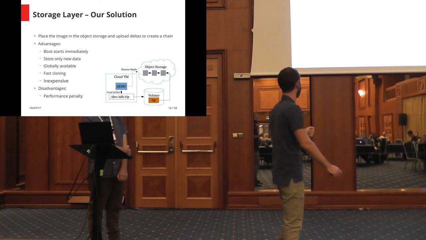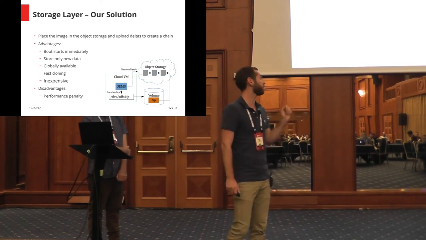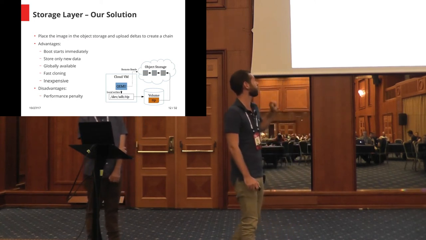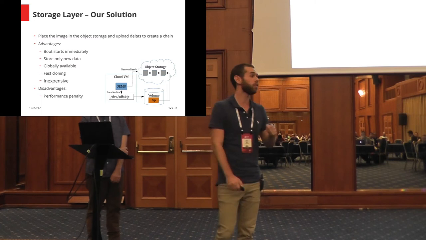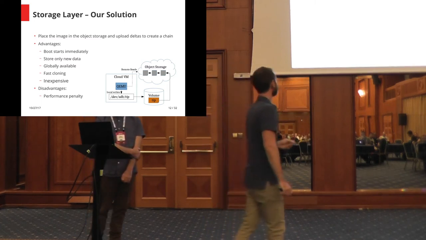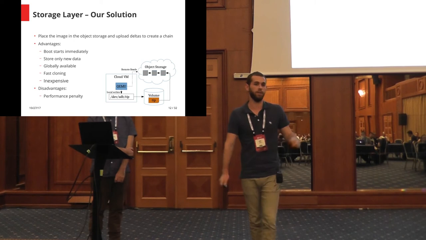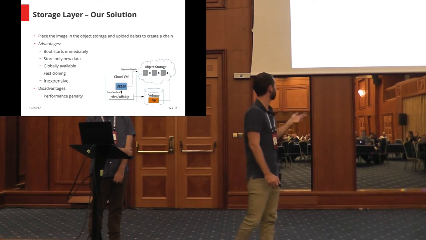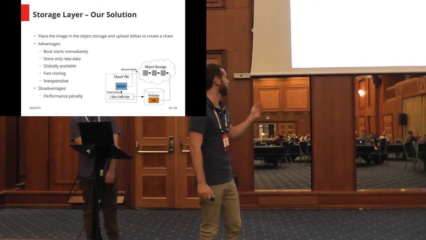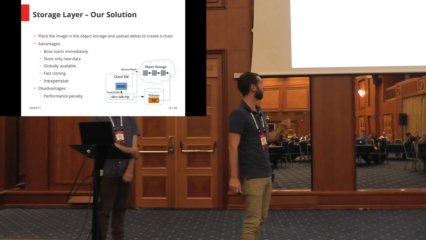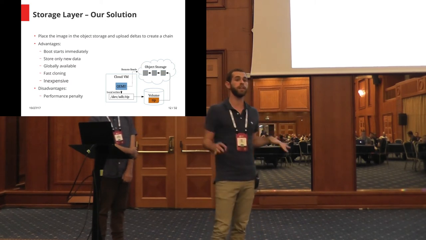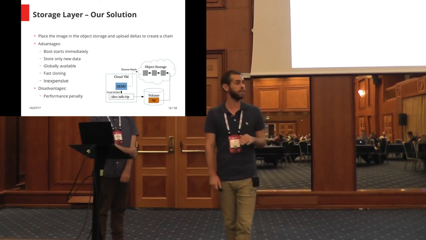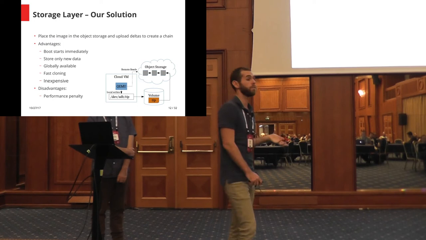So what are the advantages of that? Comparing to the previous solution, the boot can start immediately. As I said, we can download the data, only the sectors we need, directly from the object storage. We don't need to wait to download the entire chain. Also, we store only new data. We don't need to store duplicate sectors. And same as before, it is globally available because it's in the object storage. The cloning is fast. We can create multiple tips to the same chain, thus creating a tree. And it's quite inexpensive.